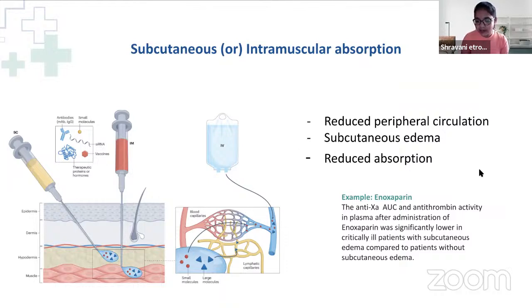One such example is enoxaparin. The anti-Xa AUC and antithrombin activity in plasma after administration of enoxaparin was significantly lower in critically ill patients with subcutaneous edema. What happens is that in critically ill patients, there is some kind of subcutaneous edema because patients will be receiving high amounts of IV fluids. So here they compared two different sets of patients: one set of critically ill patients who have subcutaneous edema and the other set who don't. There is a decreased activity in patients who have subcutaneous edema, which means there is decreased absorption of enoxaparin in these patients.